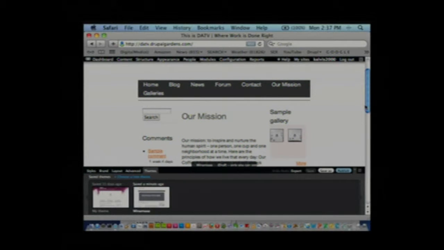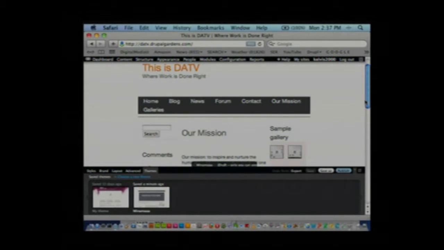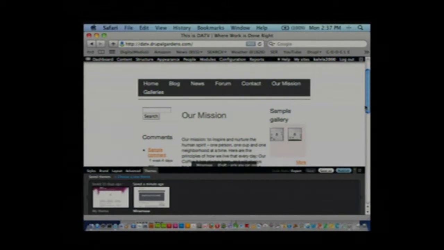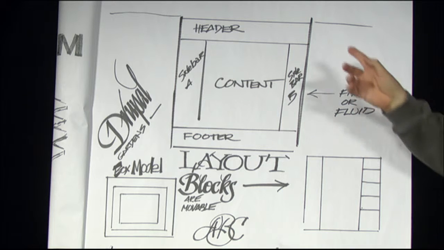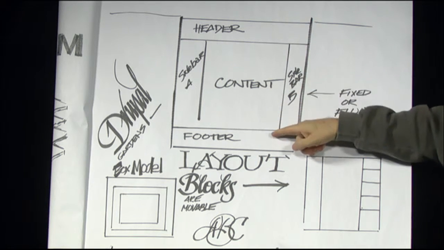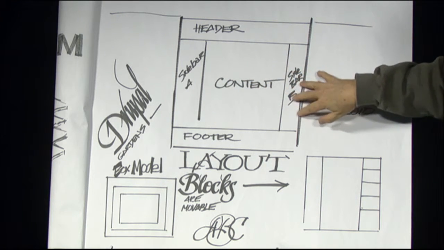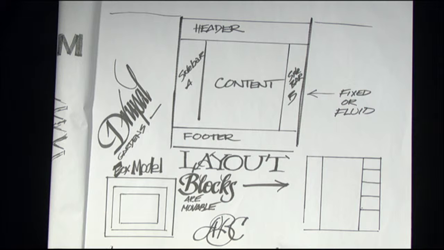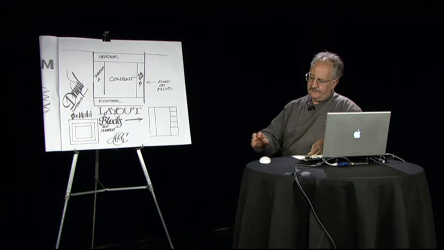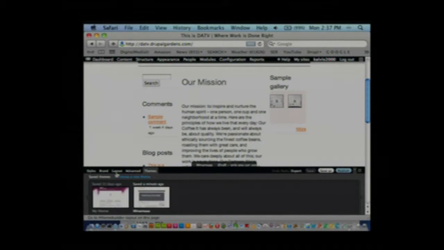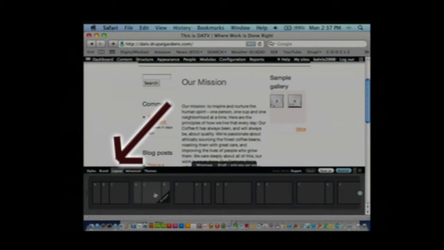So one thing you can see here pretty clearly, if you look up on this drawing board I have, is that there's a header and there's a footer and there's 3 columns. There'll be 3 columns here. So when we go back to the theme builder, we see layout. So right here, here's the layout I have. Content and the A and the B sidebars.